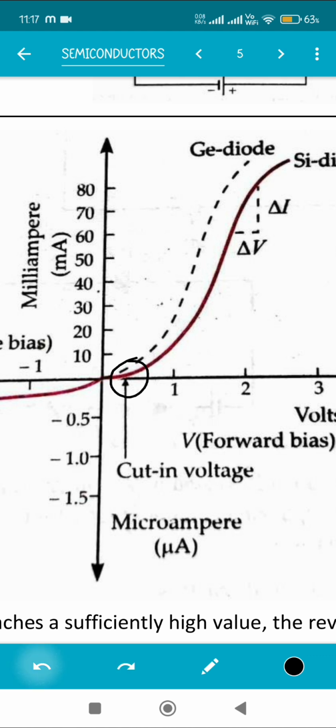So there are certain terms, so questions can be asked on the basis of these terms. Maybe they'll ask you to draw the diagram and mention these points and also define these points.